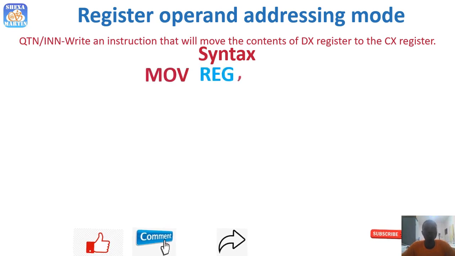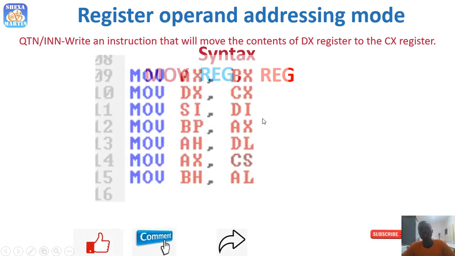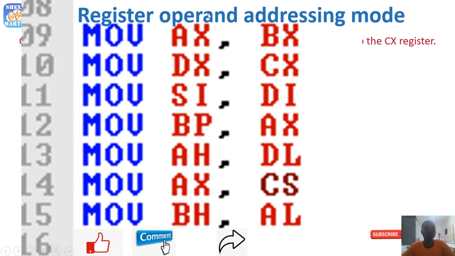Right, so the syntax is move register value to register. So we are moving a value that is within this register into this register. Let's get an example. We're moving BX into AX, CX into DX, DI into SI, AX and BP, DL into AH, CS into AX, AL into BH. So the values within the registers on the far right are being moved into the registers in the destination section of our instructions.